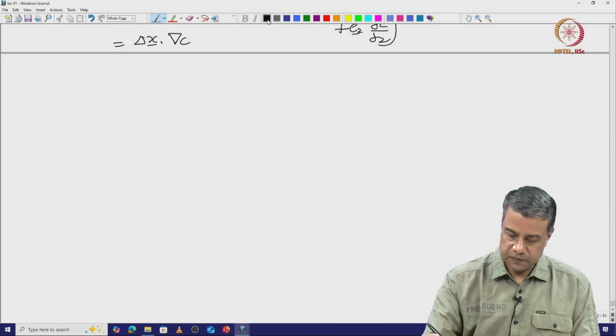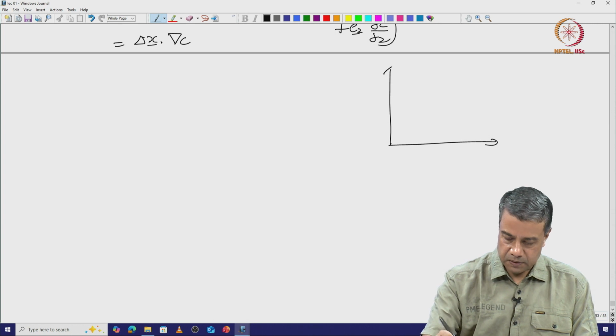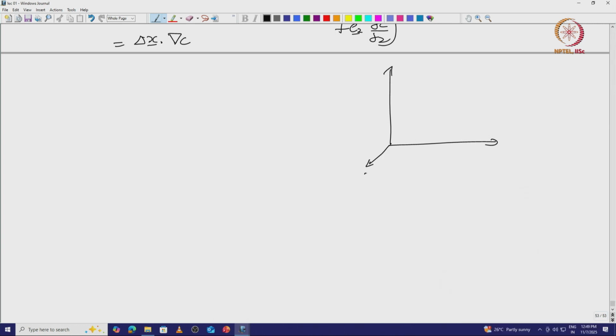Same thing applies for the velocity vector. Except now that velocity is a vector, it is not a scalar, unlike the concentration or temperature field. At some point, I have a velocity v vector. This is v vector at x. I go to a nearby point x plus delta x.